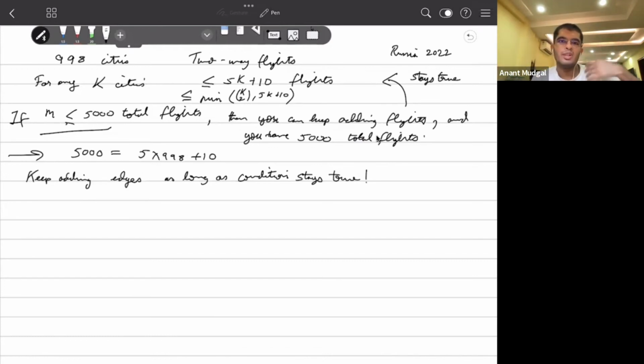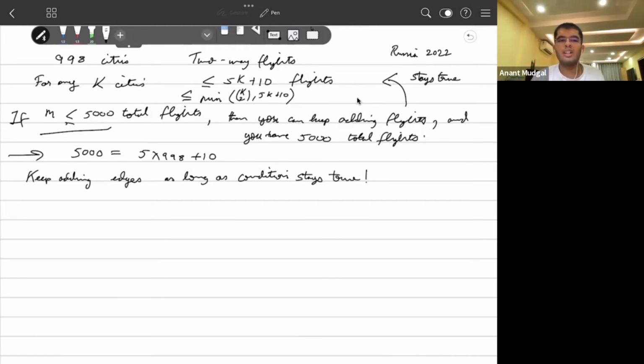So this is a strange argument, right? Because you're saying there's some abstract way of just keep on adding edges as long as your conditions are true. So you're looking for a maximal configuration of some kind. It's not even clear what the structure is. Like a maximal n cities with at most 5n plus 10 flights or something. I don't know. So it's a strange maximal object, but that's the idea. You just keep adding edges as long as you can.